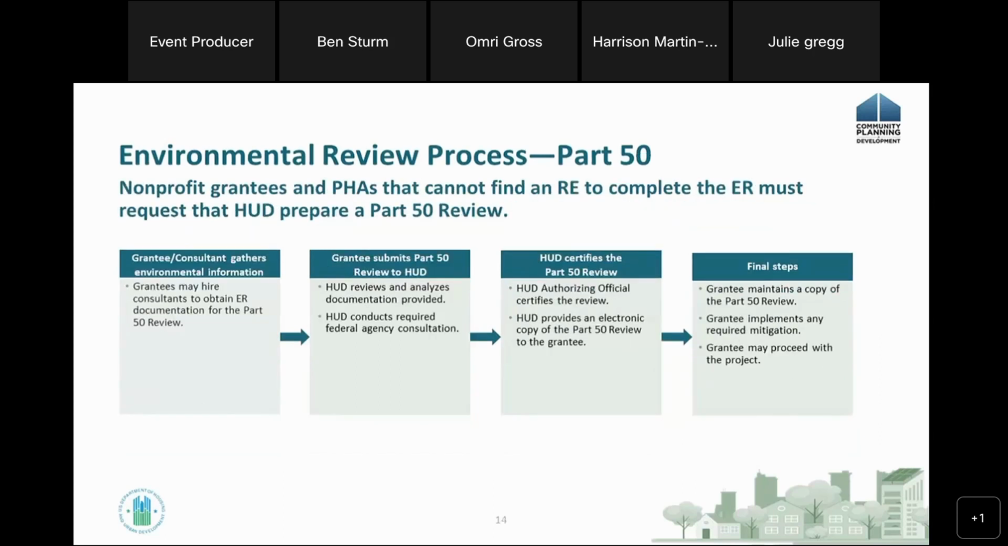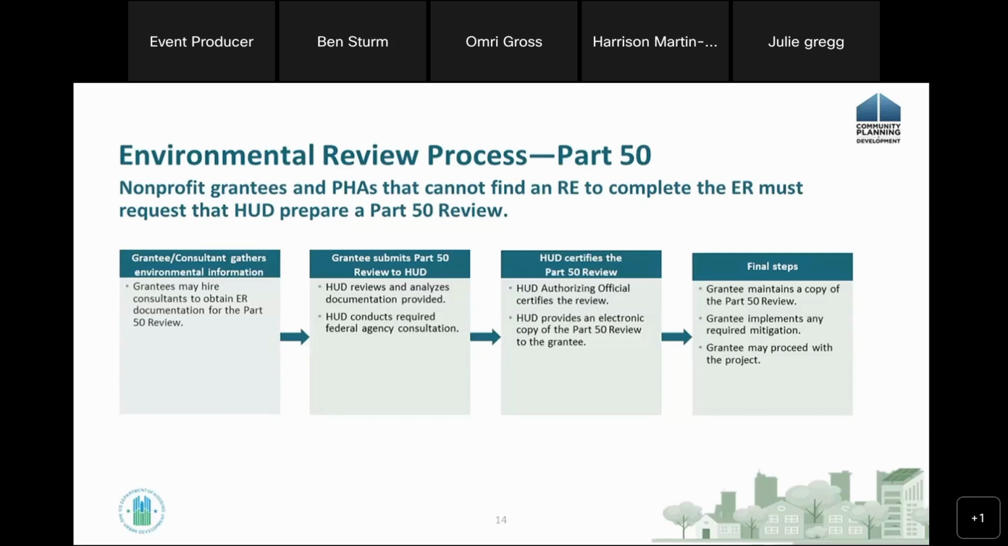Okay, now under Part 50, so we just talked about the process under Part 58. Under Part 50, which only comes into play when the grantee cannot secure a local government responsible entity, grantees would reach out to their environmental officer to request that HUD conduct the environmental review under Part 50 and provide all necessary and requested project information. Grantees may hire consultants to assist with gathering and providing all the necessary information.